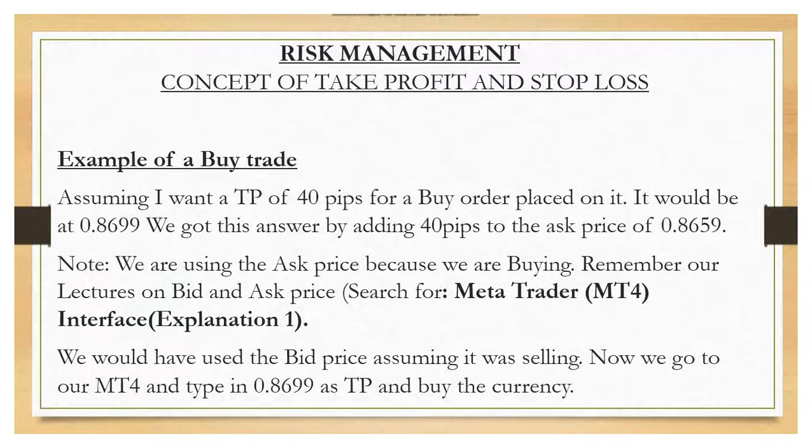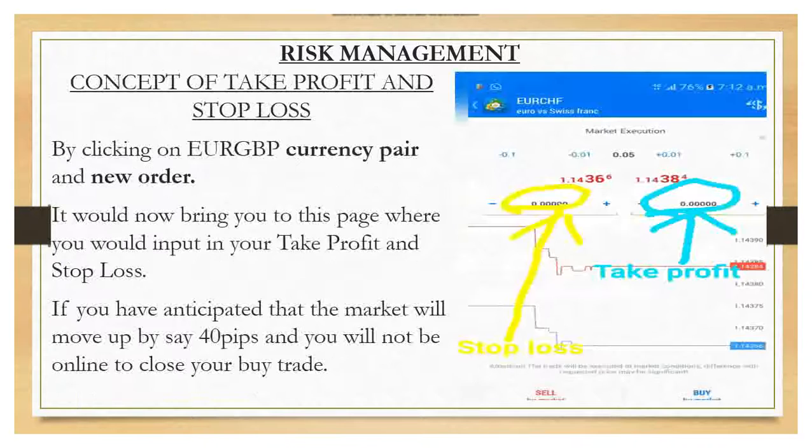You can search for that video on YouTube, that is MetaTrader (MT4) interface explanation. We would have used the bid price assuming it was selling. Now we go to our MT4 and type in 0.8699 at take profit and buy the currency.